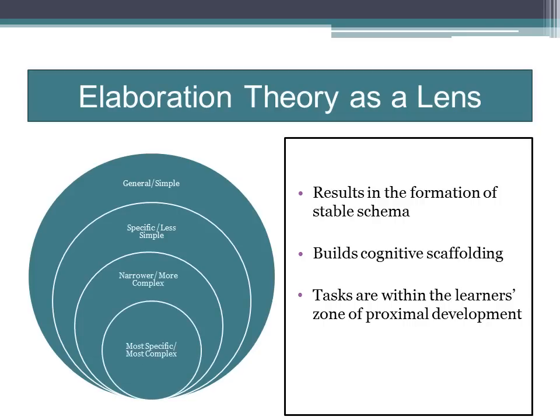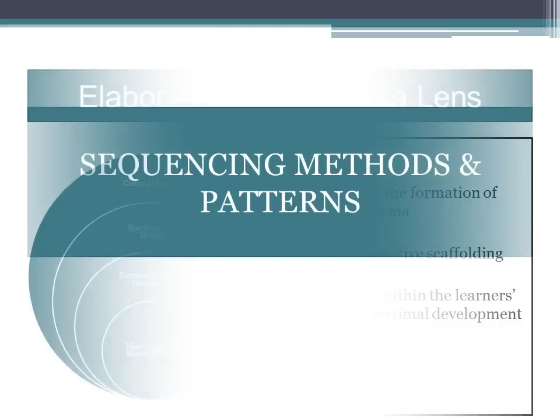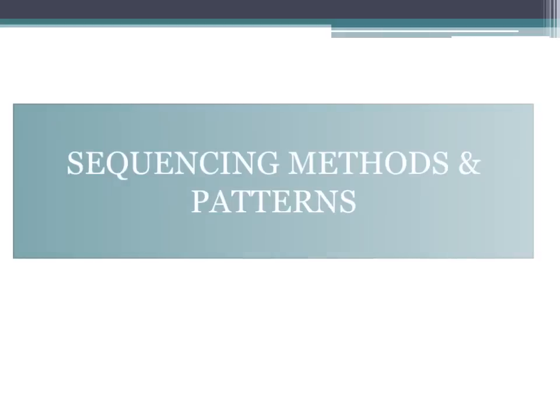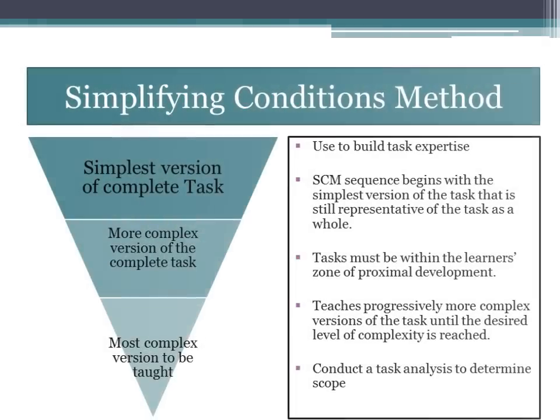A holistic understanding of tasks results in the formation of stable cognitive schema to which more complex tasks can assimilate. For domain expertise, this sequencing results in the formation of scaffolding that makes more complex knowledge easier to attain. What are the sequencing methods and patterns?